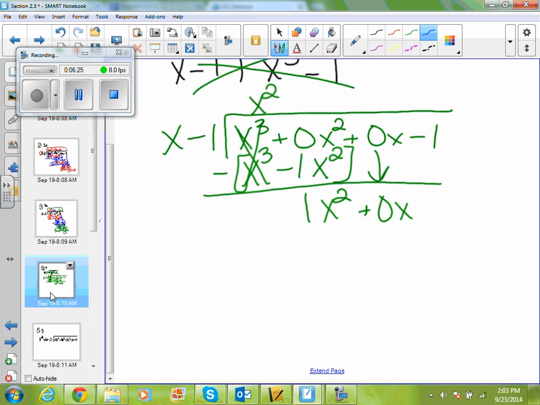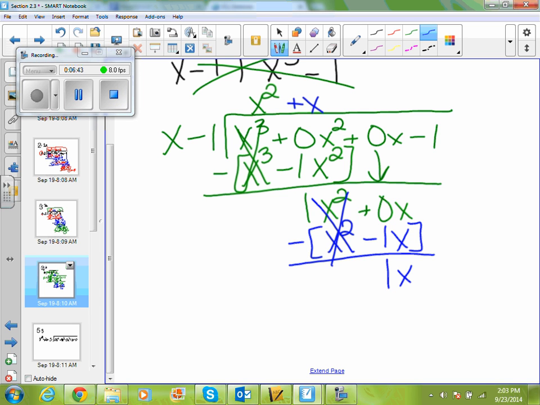Okay, x will go into x squared x times. So x times x is x squared. Negative 1 times x is negative 1x. And I'm going to subtract those again. These then cancel. 0 minus negative 1 becomes 1x. Then lastly, I bring down that minus 1 term.